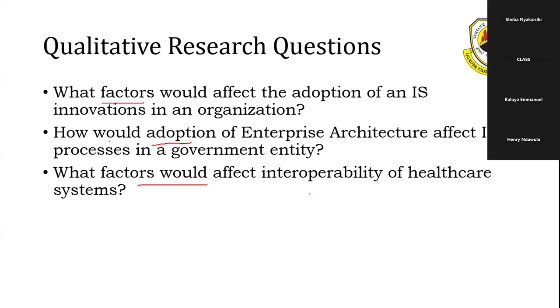Now, I'll give you an example, even for IS students, especially if you're designing an artifact. Take an example, what factors would affect adoption of an IS innovation in an organization? A student might say, I want to look at what would affect, let's say, a university like UMO. So the student designs an IS artifact. You go through the process of designing it, implementing it, then evaluating.